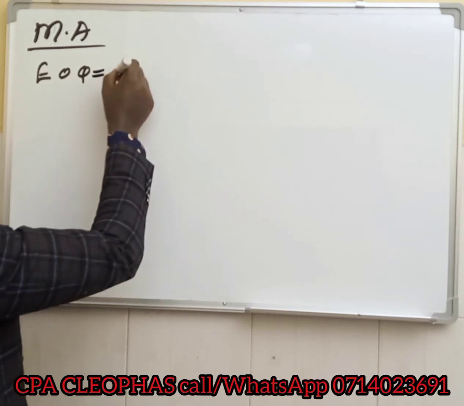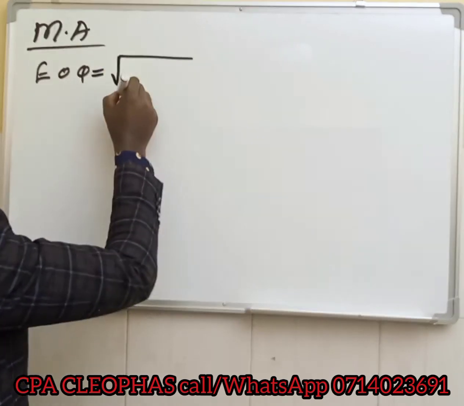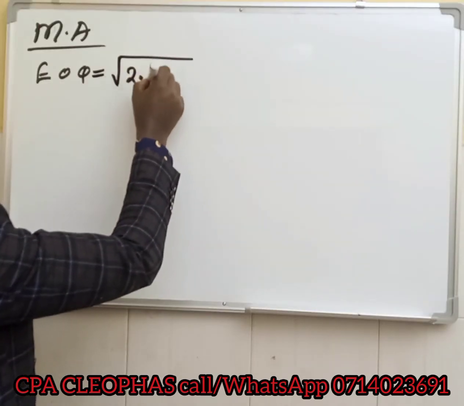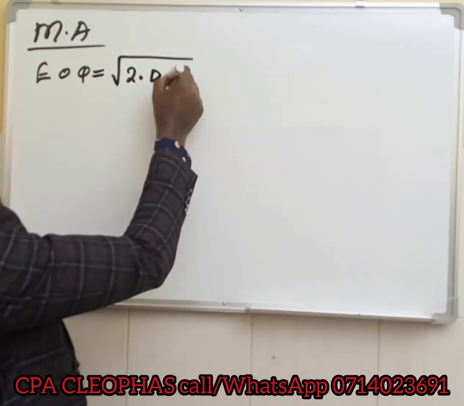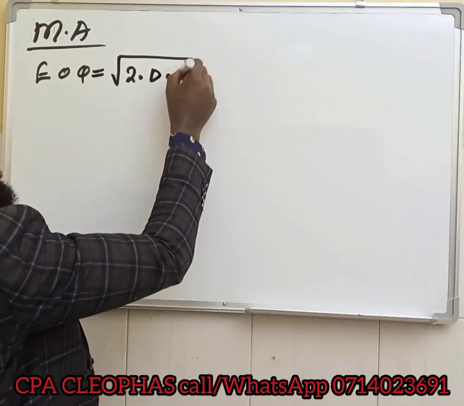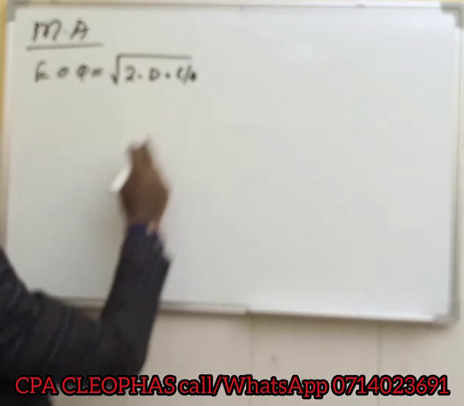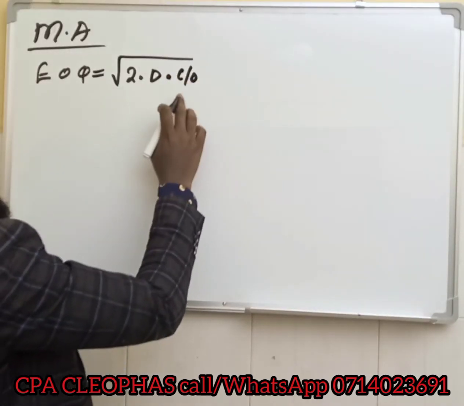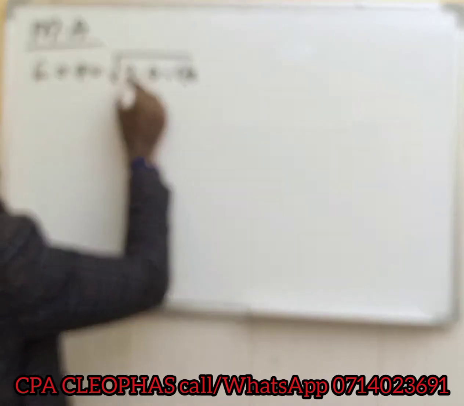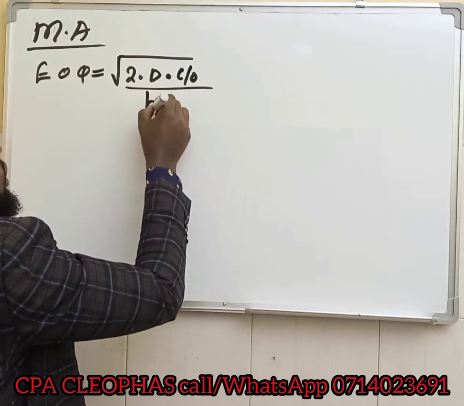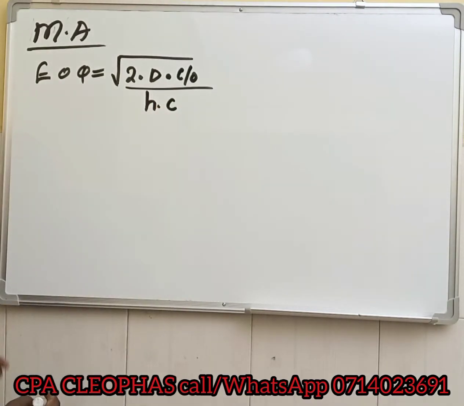EOQ is equal to the square root of 2 times the annual demand times the ordering cost per order, which I can write as C subscript O, to mean ordering cost per order, all over the holding cost, which is also known as the carrying cost.